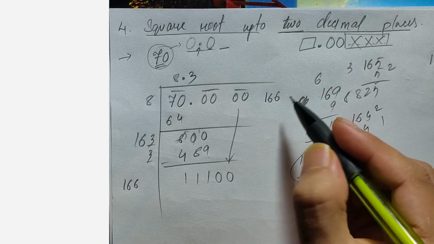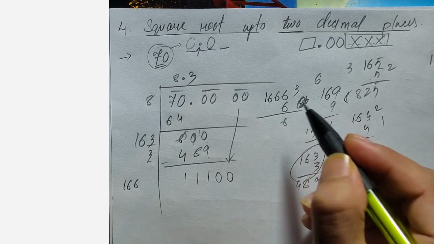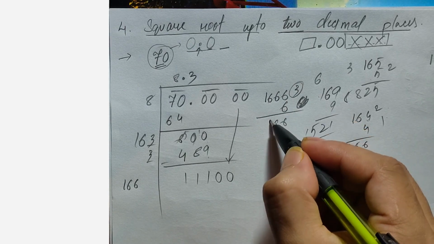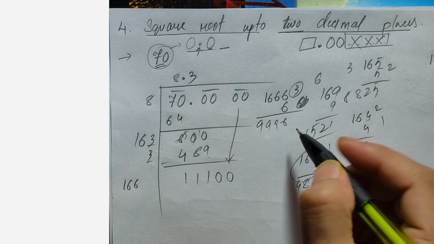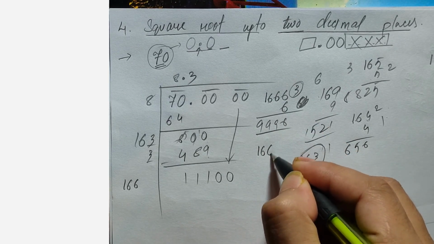So let's take 6. 6 sixes are 36, 39, same number. 6 ones are 6, 9, so 9 9 6. Okay, fine, let's take another number.